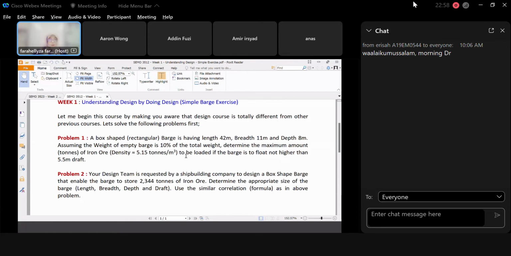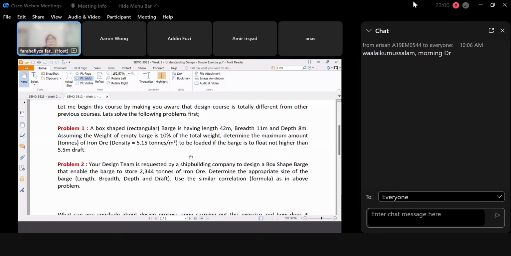But basically the first problem says that you have a rectangular box shape barge. A barge is simply a box shape. It's rectangular, so usually you put any cargo on board of the barge, and then you carry it using a towing boat or so on.